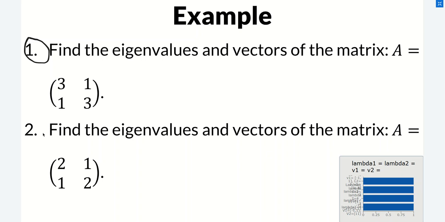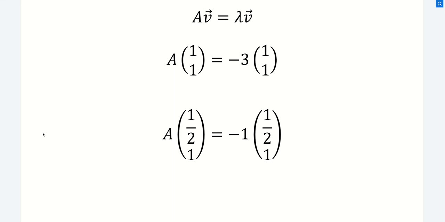All right, so please make sure you practice. Okay, the second one.